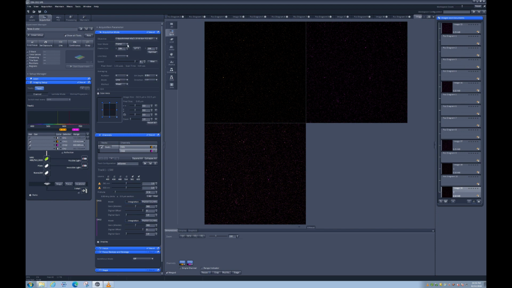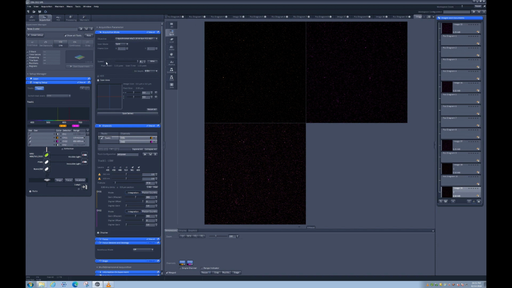spot over here. So spot FCS, spot imaging means that you are measuring repeatedly in the same spot, you are not scanning. Here we are decreasing the speed. So why are we doing that?